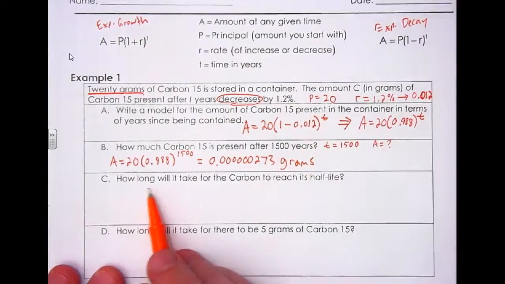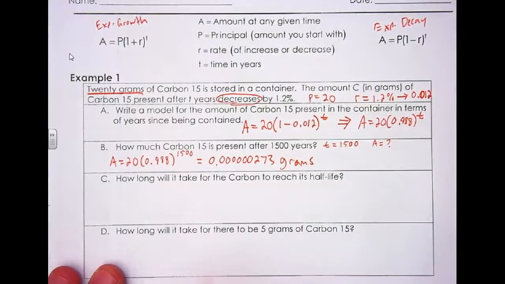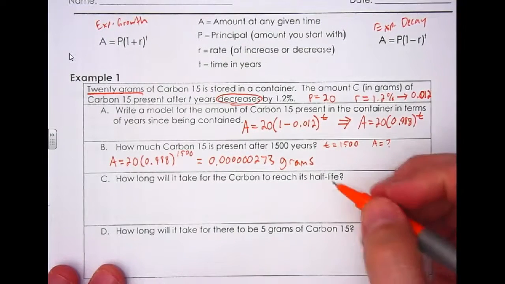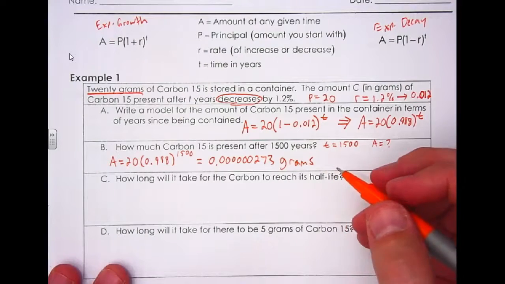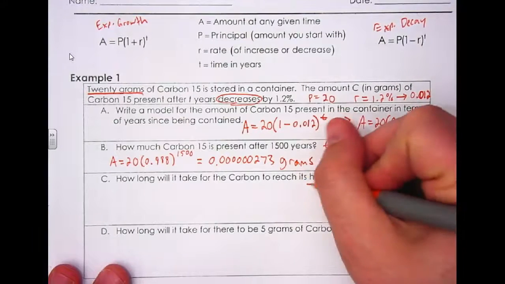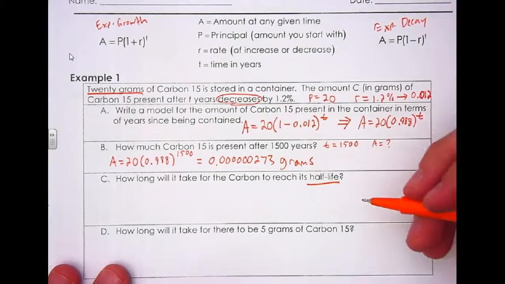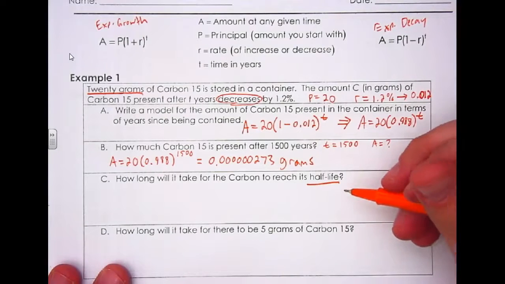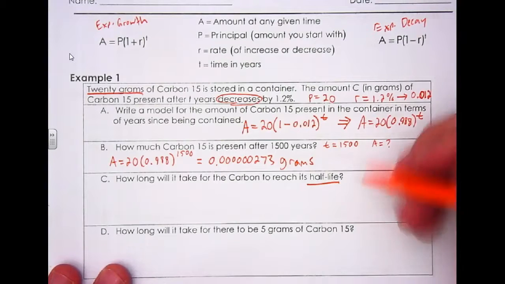It says, how long will it take for this carbon-15 isotope to reach its half-life? Well, when we say half-life, we're talking about the amount of time that it's going to take for it to become half of what we started with, right? So we started with 20 grams.